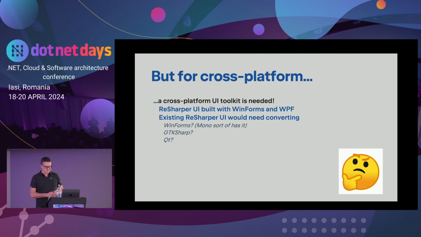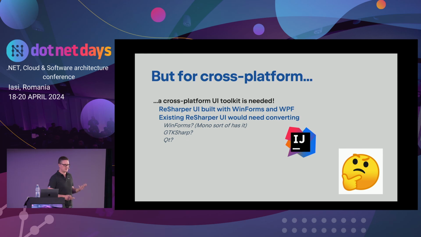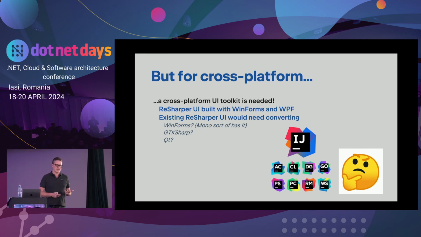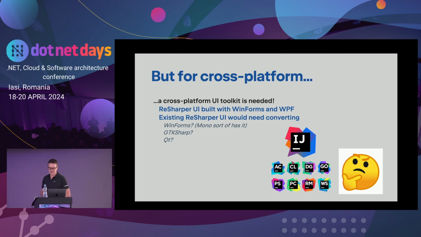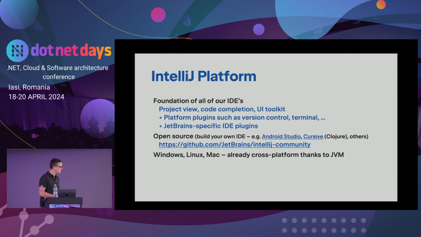We started thinking, we have IntelliJ, which is our Java IDE, and that runs on Windows, on Linux, and on Mac OS, and so on. Can we reuse that? Because we've built a lot of IDEs on that platform. We know how this works, because this is what we do on a day-to-day basis. Can we reuse some of that for Rider, the IDE that we wanted to build?